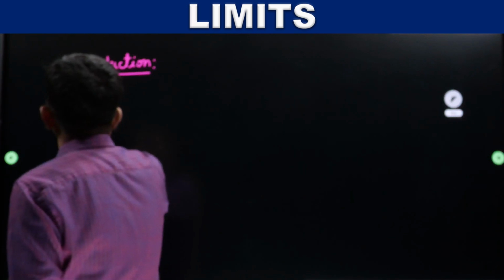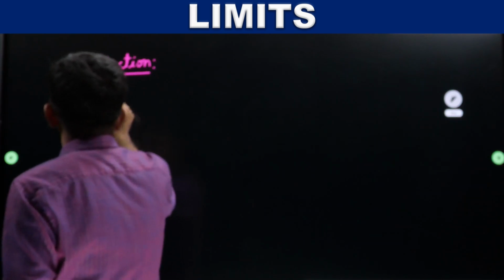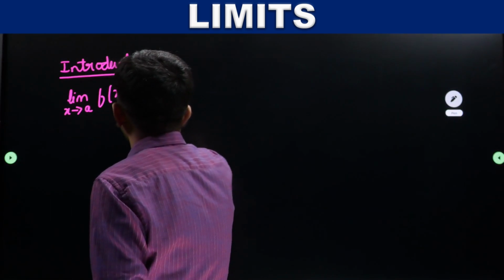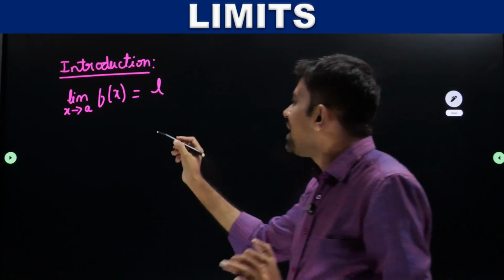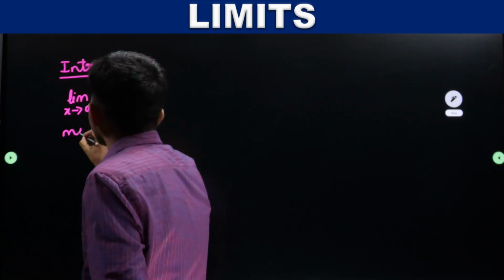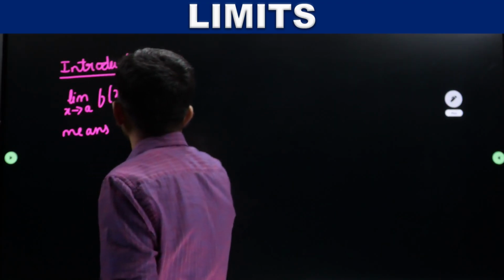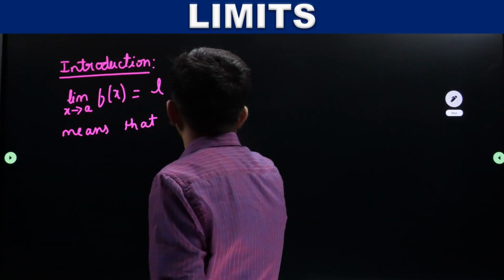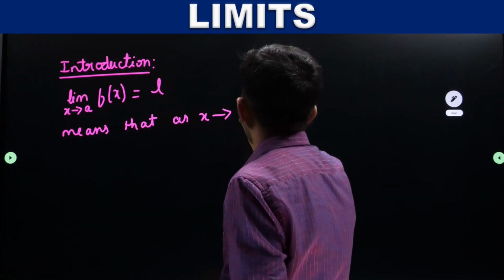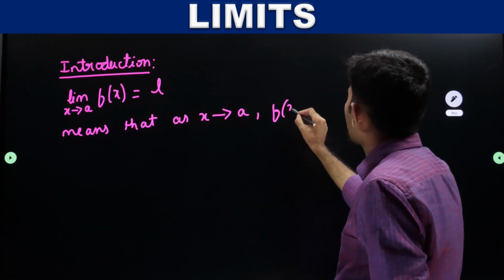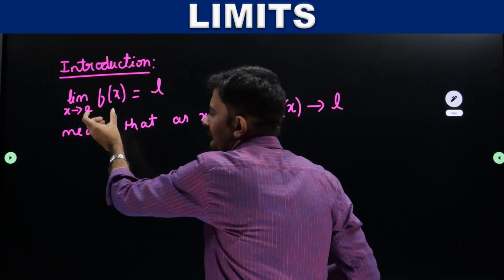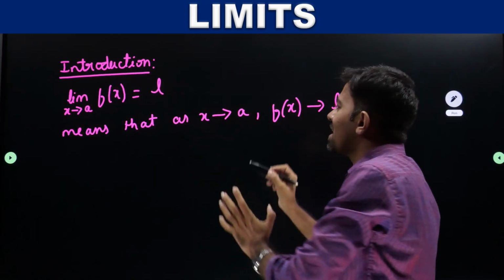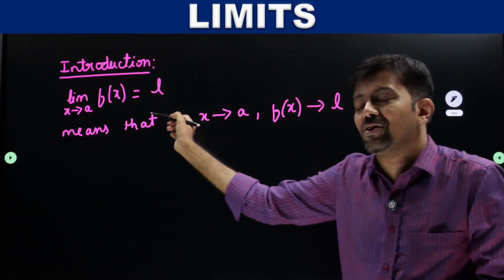Introduction to limits: limit x tends to a, f of x exists, or I can say is equal to L. Say limit x tends to a, f of x equal to L means that as x is approaching a, f of x is approaching L. Okay, x is approaching a, f of x is approaching L, then we write like this: limit x tends to a, f of x equal to L.